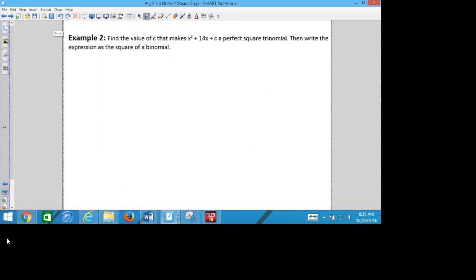So the first step of completing the square, you have to know how to find the value of c, which we've already gone over today. So take a moment. Find the value of c that makes x squared plus 14x plus c a perfect square trinomial, then factor it. We've already done this today. We just did it as our work.